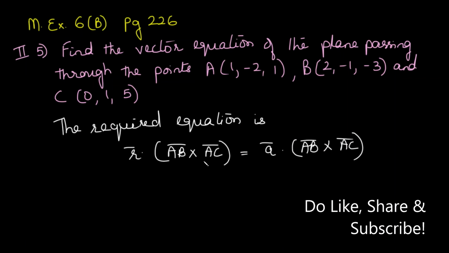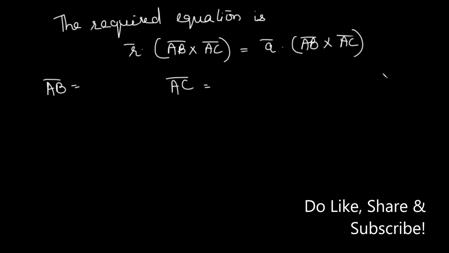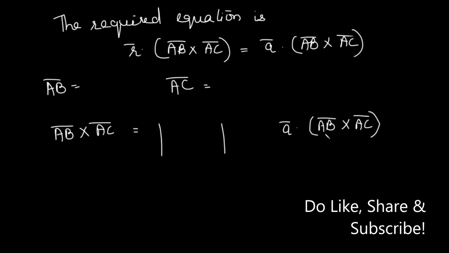So with this particular formula, obviously you have to find out what is AB by doing B minus A. From here, find the position vectors A bar, B bar and C bar. Just write them in vector form. Then you find what is AB. You also find what is AC. Then in the next step, we find AB cross AC by using the determinant. Then after that, you find a dot AB cross AC. And then substitute all these values in this particular formula, that is it.